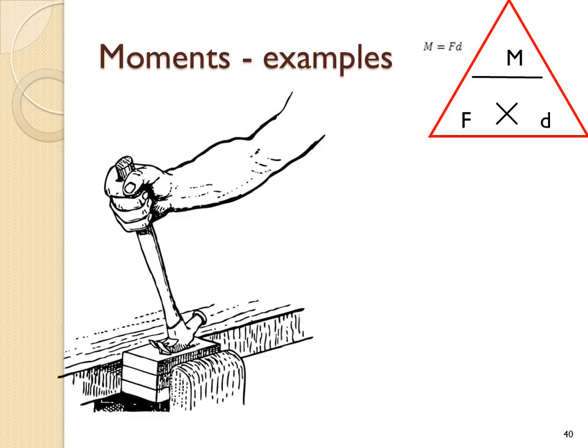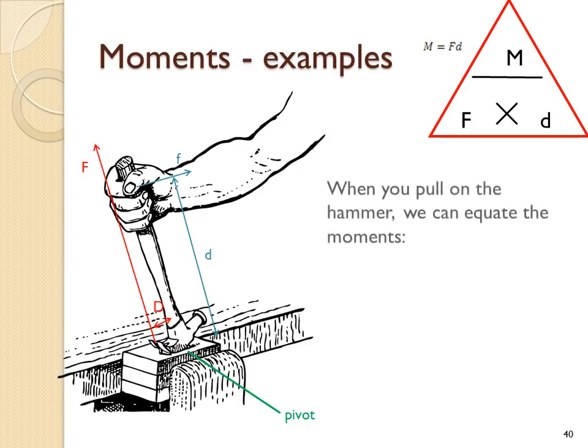Many devices use moments as force amplification devices. When pulling a nail out of some wood, the pivot point is very close to the wood. A large distance is in place between the pivot and where you pull from, and a short distance in place from where the force acts.